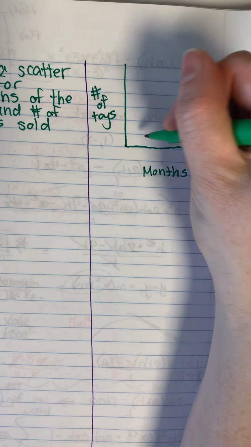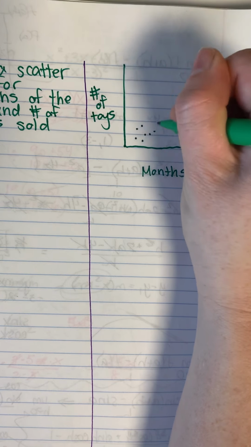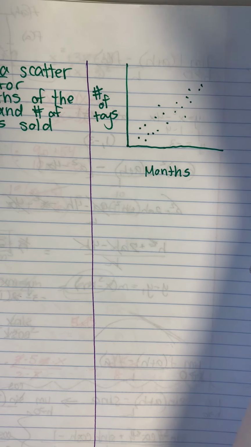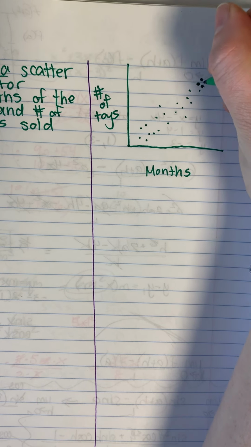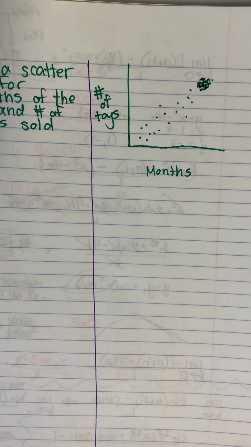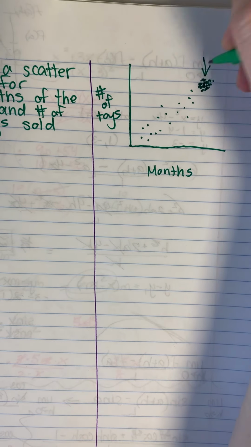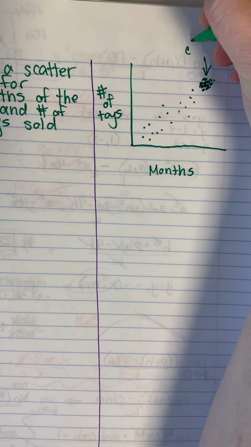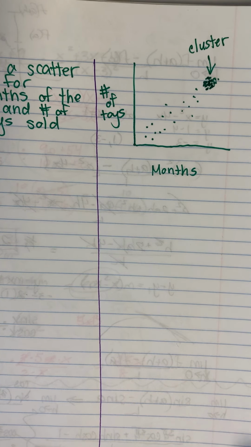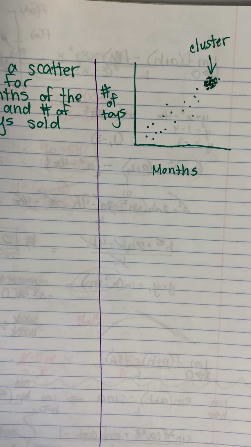So let's pretend January hits. The toy stores are like right here. It's still kind of positive linear. And then what happens at the end of the year, suddenly we get all these in one little spot, like a whole bunch. What happens at the end of the year? This is called a cluster, where a whole bunch happen at one time. Usually at the end of the year is when people start doing Christmas shopping, so stores sell a lot more. So we see a cluster there.